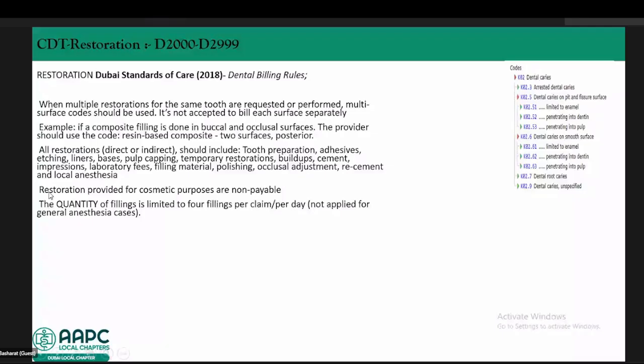Restorations provided for cosmetic purposes are non-payable. Some patients, for example, have abnormal sizes of teeth and are having kinds of veneers. Those kinds of cosmetic things you cannot bill under the insurance.